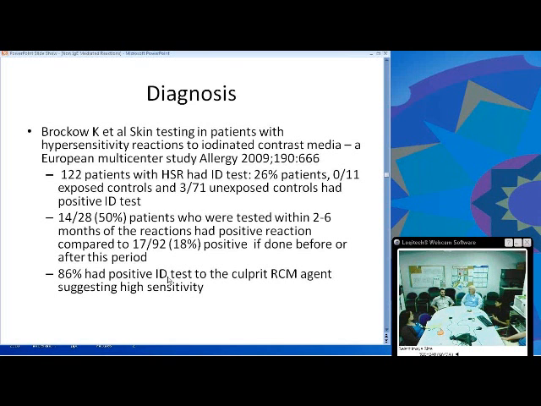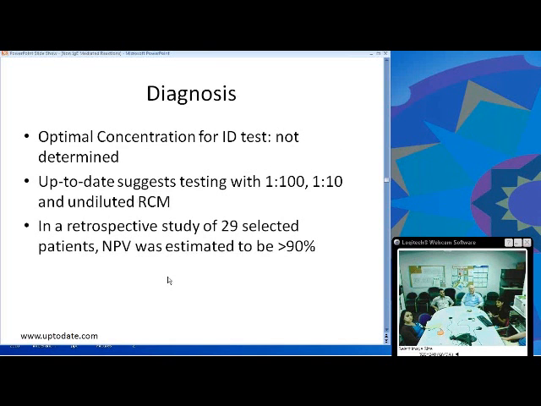We really want to know the negative predictive value. If you test and they're negative, what's the likelihood they're actually going to have a reaction? Which we don't know. I thought the other study had something about negative. Yeah, but I couldn't find that study. UpToDate just says there was one specific study which showed the negative predictive value. So it's proposed to be high, but we don't know exactly.